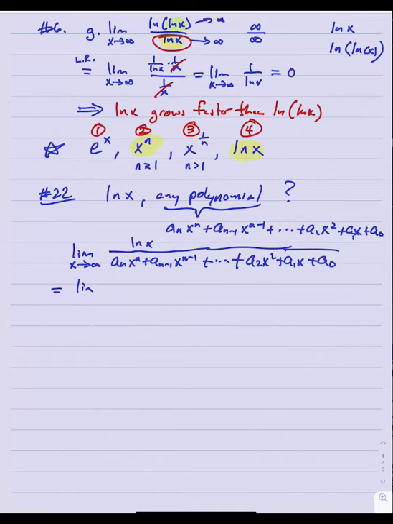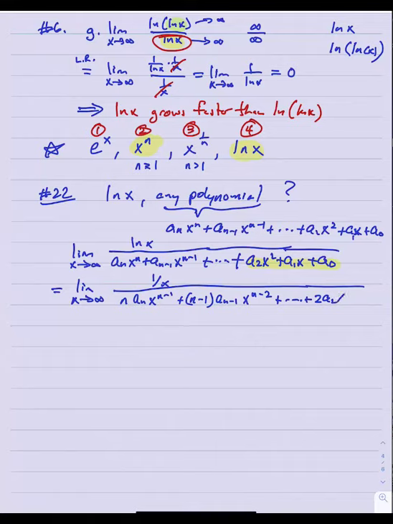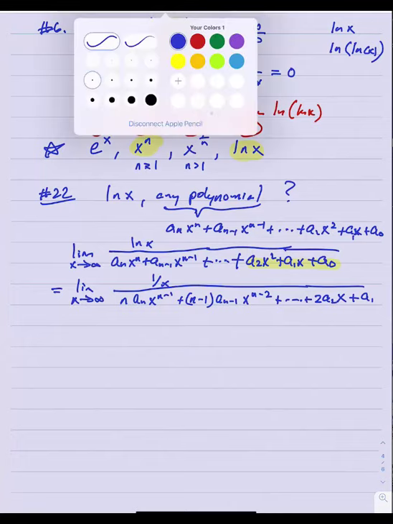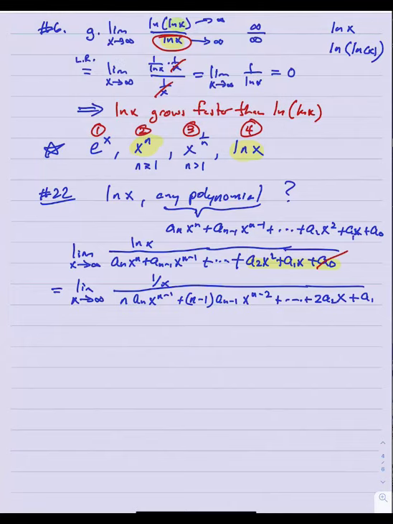Okay, if I apply L'Hopital's rule, what happens? Well, of course, the top becomes 1 over x when I take the derivative. The bottom becomes, well, I'm just going to use the power rule on each term. So it would be n times a sub n x to the n minus 1 plus n minus 1 a sub n minus 1 x to the n minus 2 down to, okay, just to write it down, what's going to happen with those terms at the end? That second degree term is going to become 2a sub 2 x. And then that first degree term becomes a sub 1, and the constant term disappears when I take the derivative.